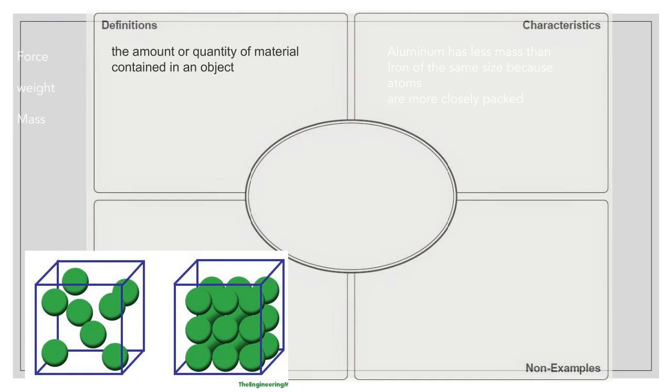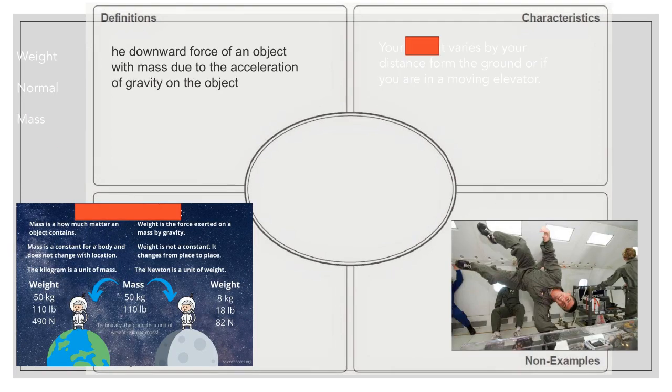The amount or quantity of material contained in an object. So the more tightly it's packed and the more atoms inside, it's called your mass. So this has less mass, demonstrated by more space between the atoms, and here is more mass. The downward force of an object with mass due to the acceleration of gravity. So because of gravity, a mass is pulled down, and then we call that weight.